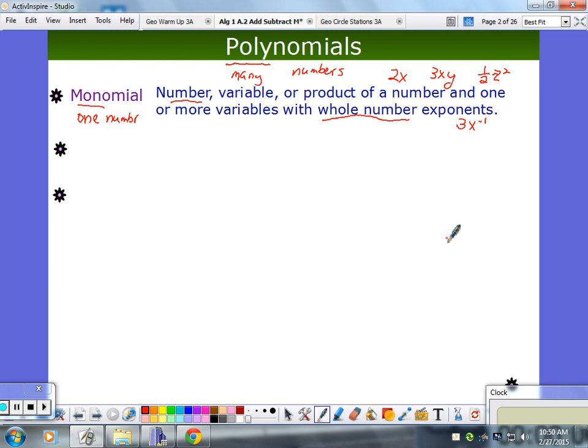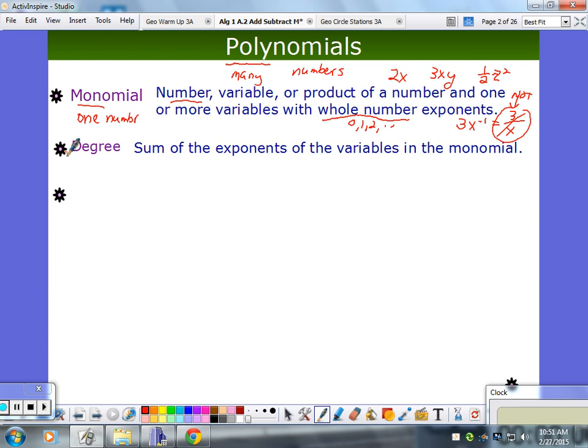No. What does it mean to be a whole number? Can't be a decimal. Can it be negative? No. Whole numbers are 0, 1, 2, and up. If you add negative numbers, those are integers. So whole numbers do not have negatives. How would I write this without that being negative? Right. This is not a monomial. So if you see anything with a 3 over x, it's not a monomial.